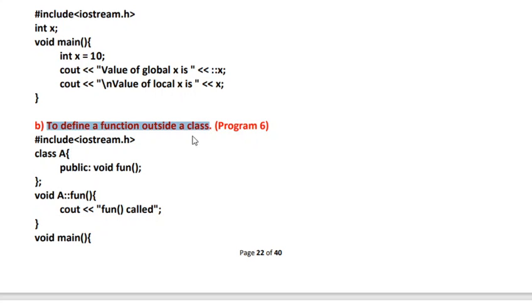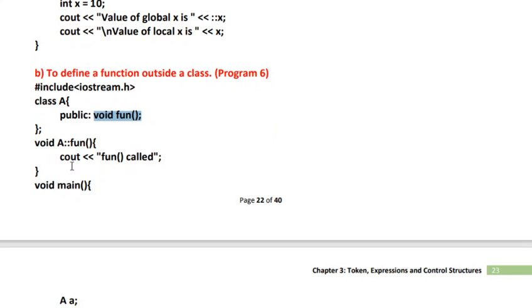If you remember, in the previous class we took up an example where you have defined the function outside the class. So here we have a class A and a function by the name fun that is defined in the public section of class A. Now here we are not defining the fun function inside the class, rather we are defining it outside the class. So how do we do it?